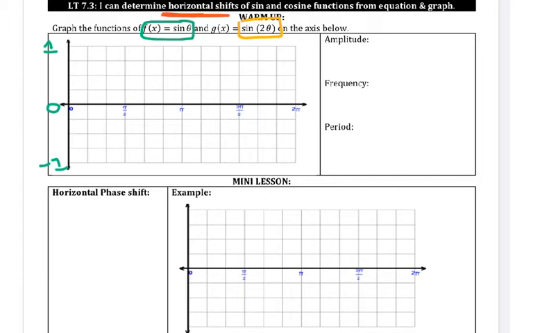And we know that it starts at the midline. It crosses through the center and ends at the midline. Alright? And it has to touch its maximum and it has to also reach its minimum. So our sine theta looks like that. It only has one cycle between 0 and 2 pi.